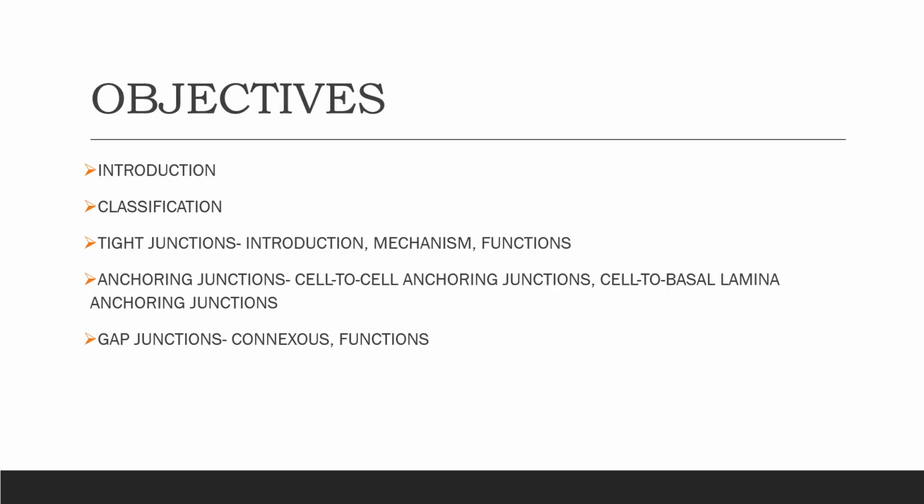So we'll be dealing today with the objectives of introduction, classification, tight junctions, which includes the introduction, mechanism and functions of the tight junctions, anchoring junctions that include cell-to-cell anchoring junctions, cell-to-basal lamina anchoring junctions, and the gap junctions, which includes the connexons and its functions.